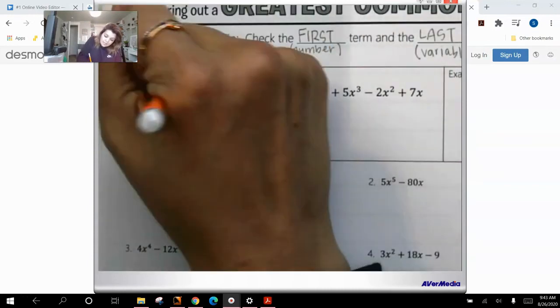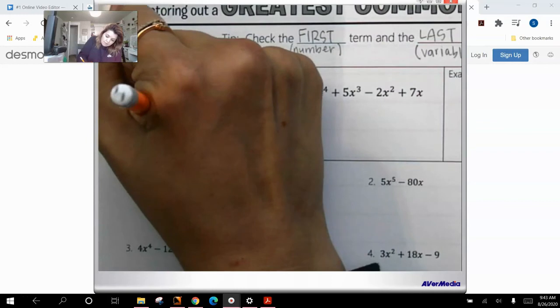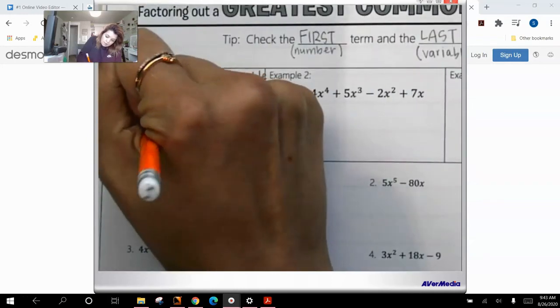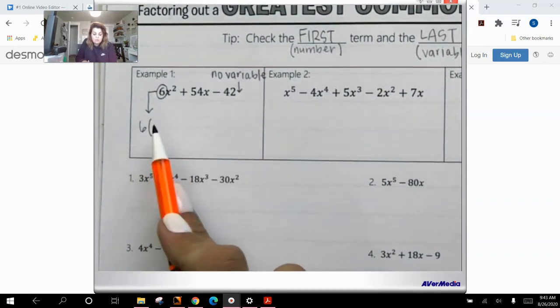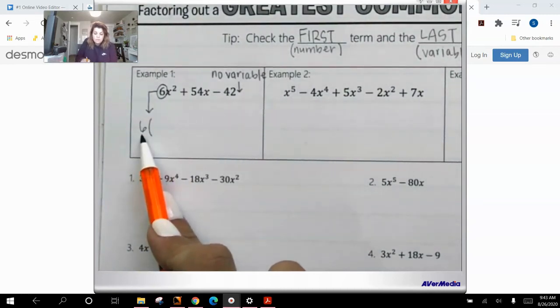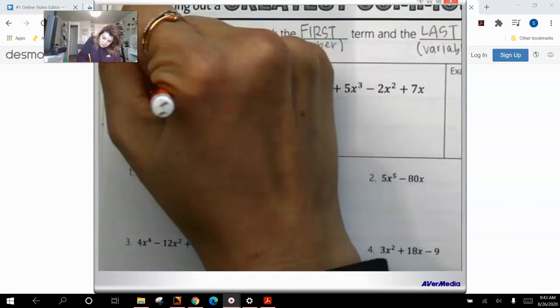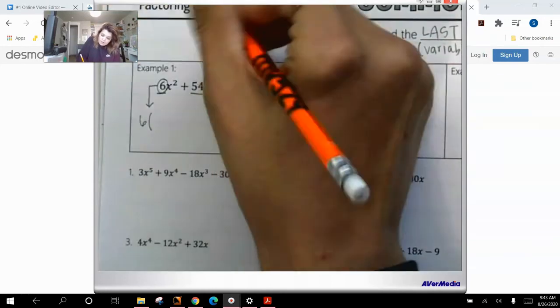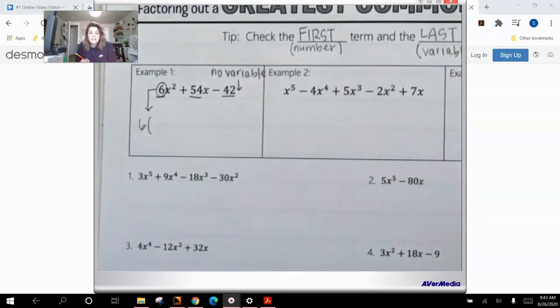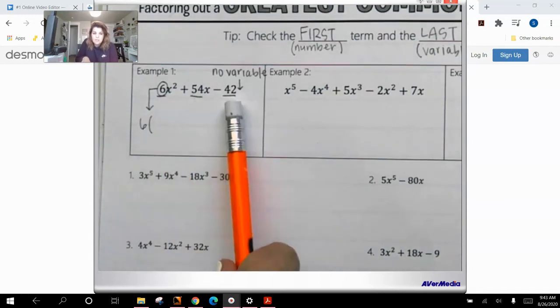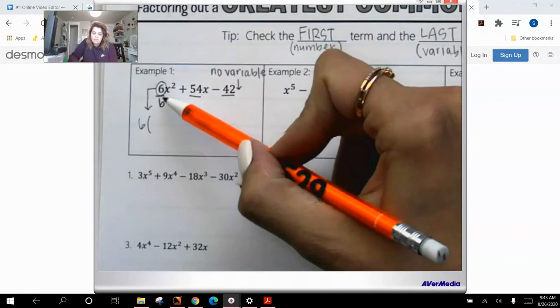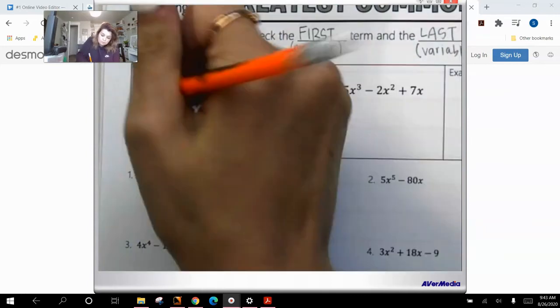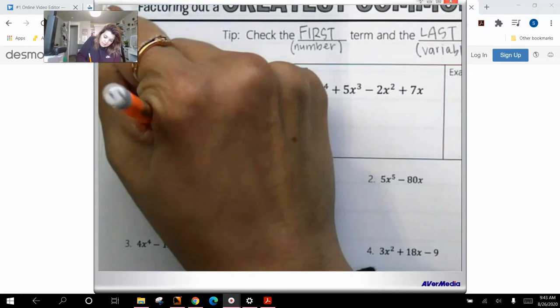Okay, so this now is our GCF. So we're going to write the number 6. I'm drawing a little arrow saying that's what I'm factoring out of this expression. Then up under the expression, I'm going to divide each term by 6. So this fraction line means dividing. On my first term, 6 divided by 6 is 1. And I'm going to say x squared.